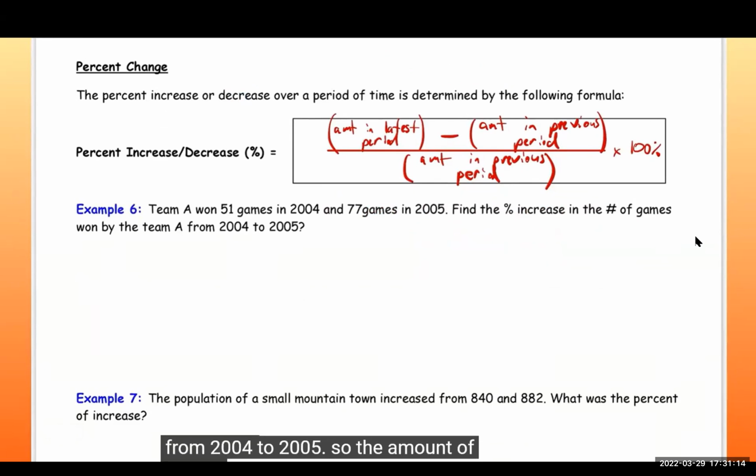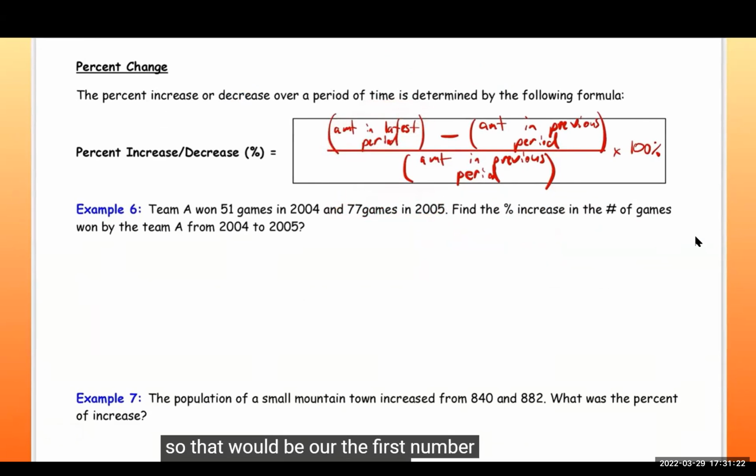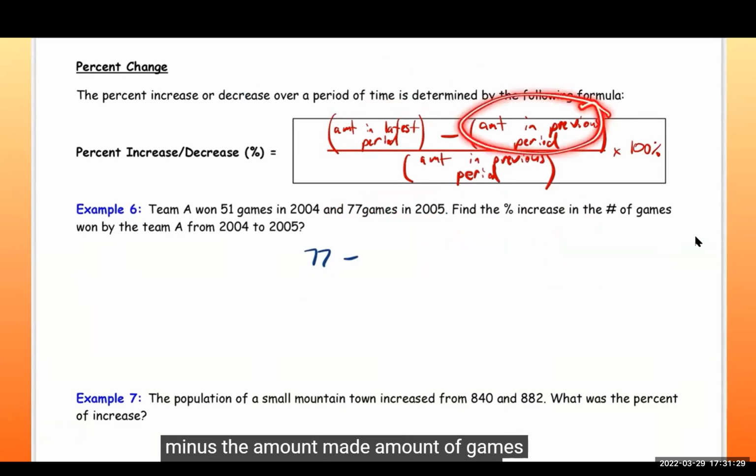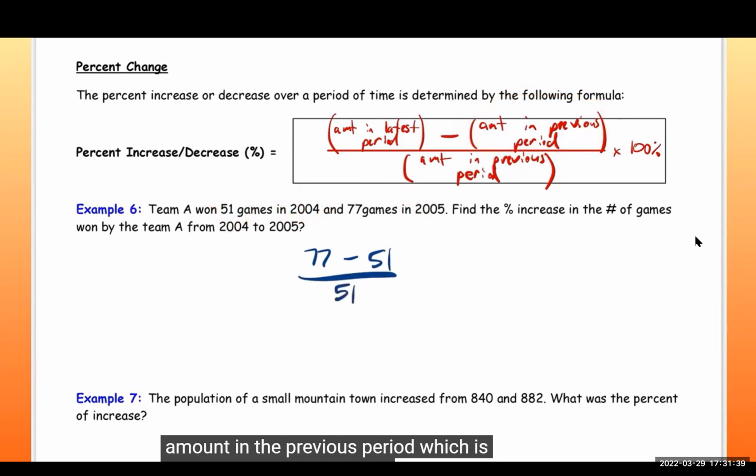So the amount of games that the team won in the latest period would be 77. So that would be the first number that we add in the numerator, minus the amount of games won in the previous period. This would be prior to 2005. That's 51. And then divided by the same thing, the amount in the previous period, which is 51. Then we multiply that by 100, and then we add our percent symbol.